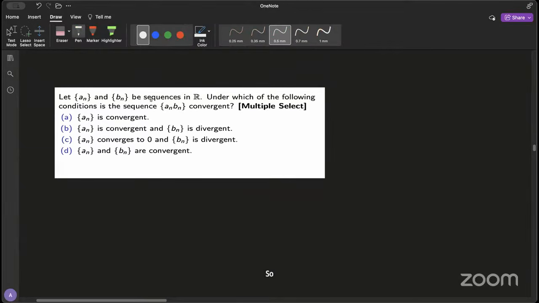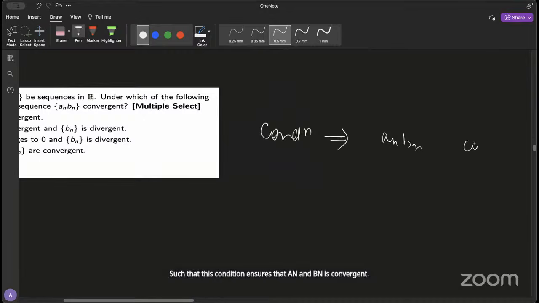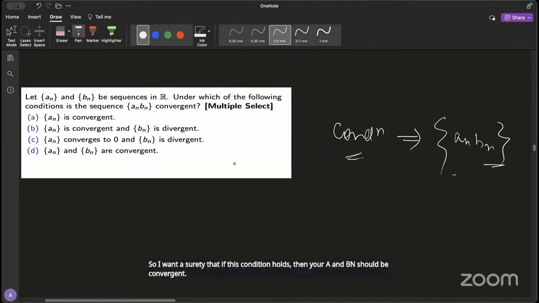So you have been given two sequences, and you have to determine the conditions which will ensure that... So it's like this: you have to determine the condition such that it ensures that An and Bn is convergent. So I want a surety that if this condition holds, then An Bn should be convergent. You have to determine those conditions.